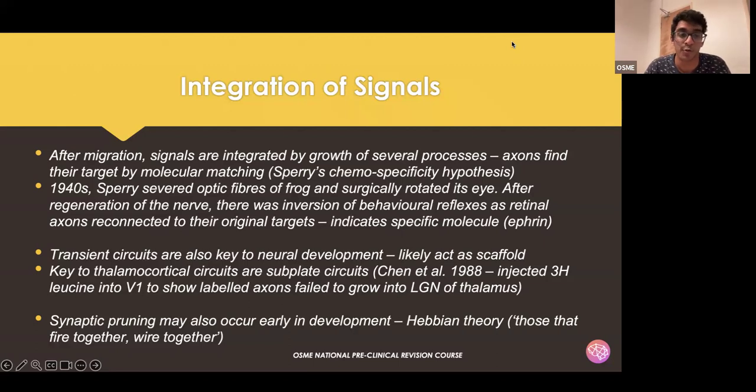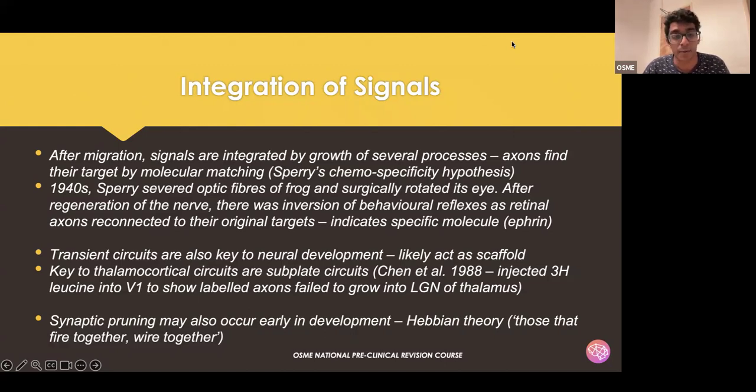So this is thought to involve molecular matching, where basically you have a particular axon that's been made to grow towards a specific direction. So this idea of a chemo-specific hypothesis was tested by Sperry. This is one of the other really classical experiments that often gets brought up in lectures. So I'm sure at least some of you are quite familiar with this experiment.